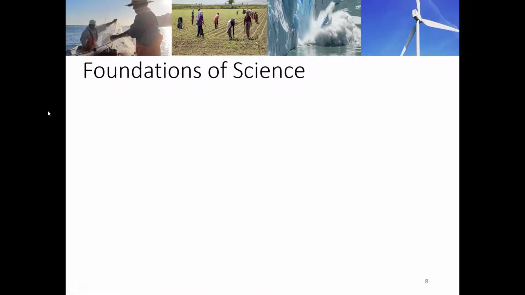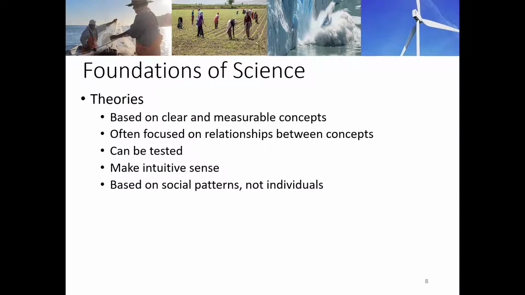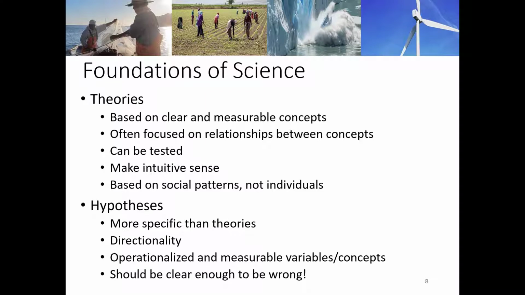Research questions are often built on theories. Theories are often developed from evidence from past studies, the accumulation of knowledge, and/or theoretic modeling. They are often focused on relationships between or among concepts. Hypotheses are more specific than theories and propose relationships between concepts that often include directionality. They're based on concepts that can be operationalized, or in other words, made measurable. Hypotheses can be tested and therefore should be clear enough to be wrong.